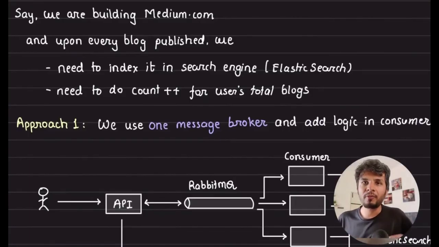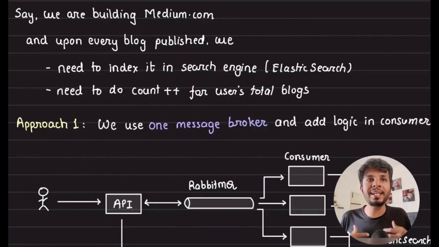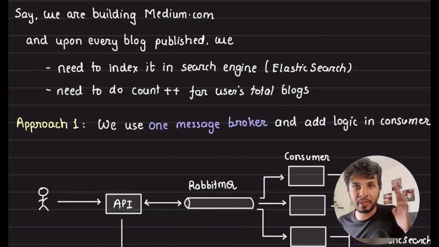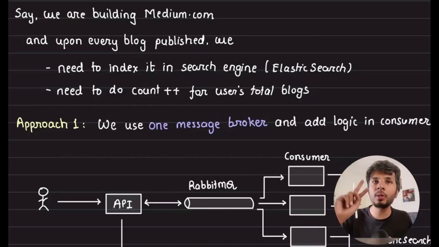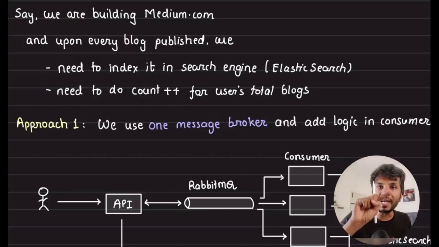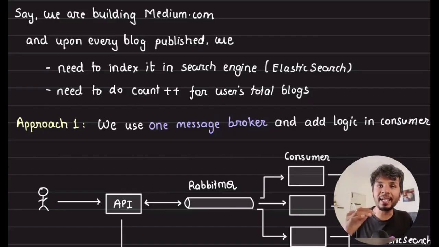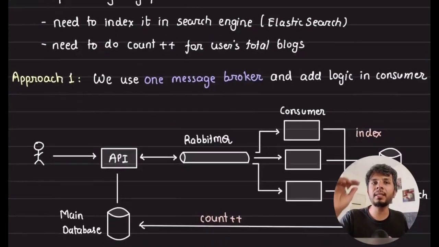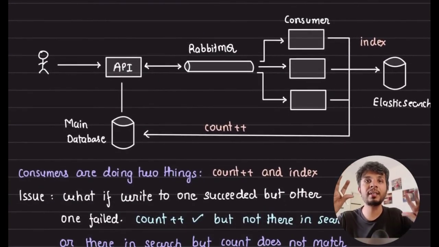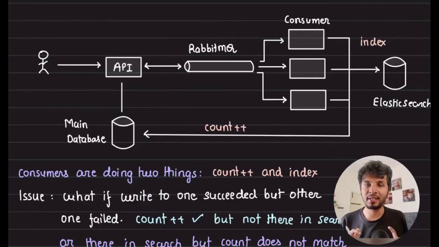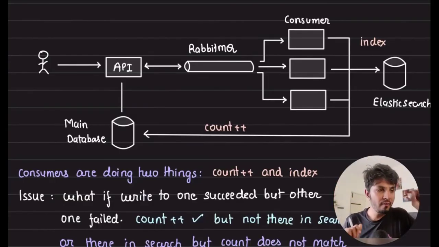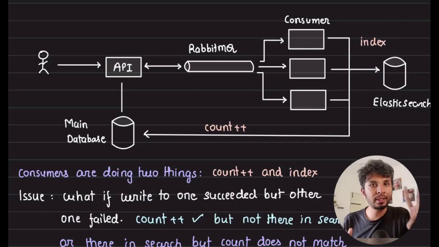On medium.com, where people publish blogs, let's say that every time a blog is published by a particular user, we do two things. First, we index it in Elasticsearch so that we can power our search engine with that. And second, we want to do count plus plus in the users table, basically the total posts that user has written. Now, this means that whenever a blog is published, I'm doing two things.